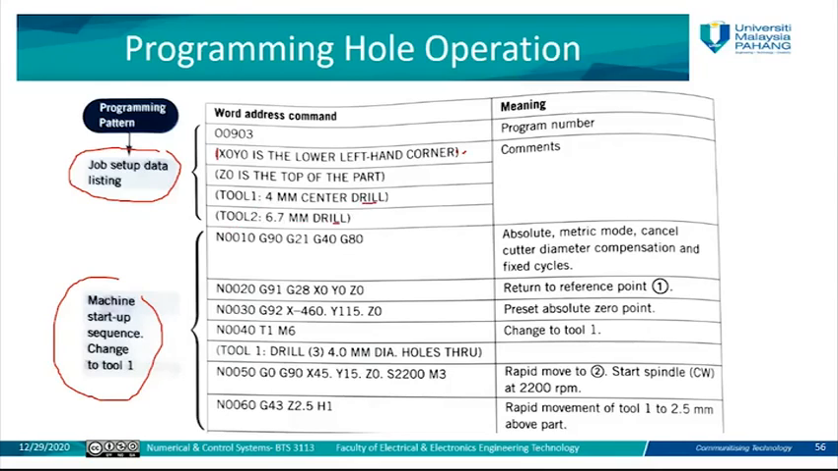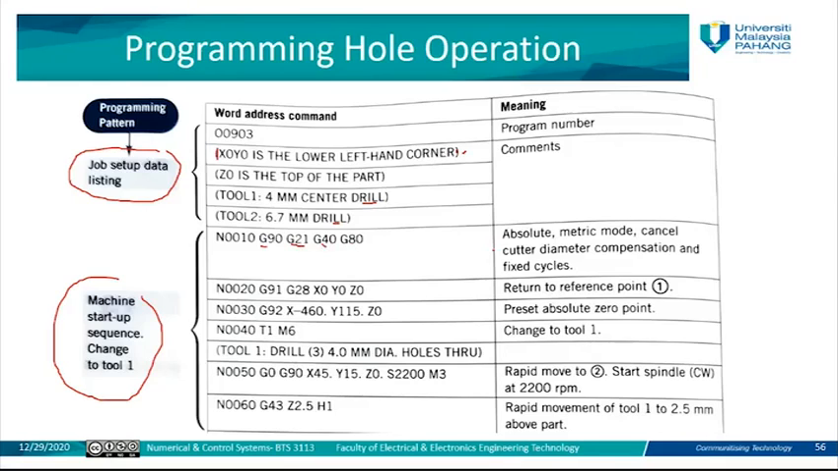Then we start the machine startup sequence here to change for tool one. The machine needs to use tool one, so we need to define the coordinate system in the beginning, then what the units are, whether metric or inch. Then we have to set the offset for the machine.